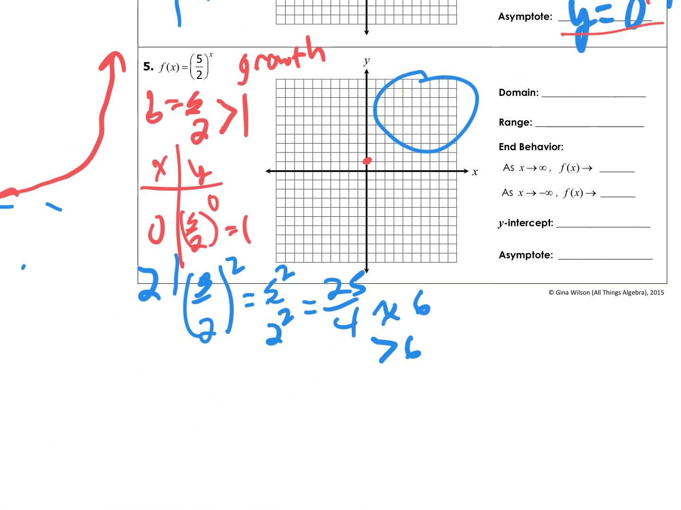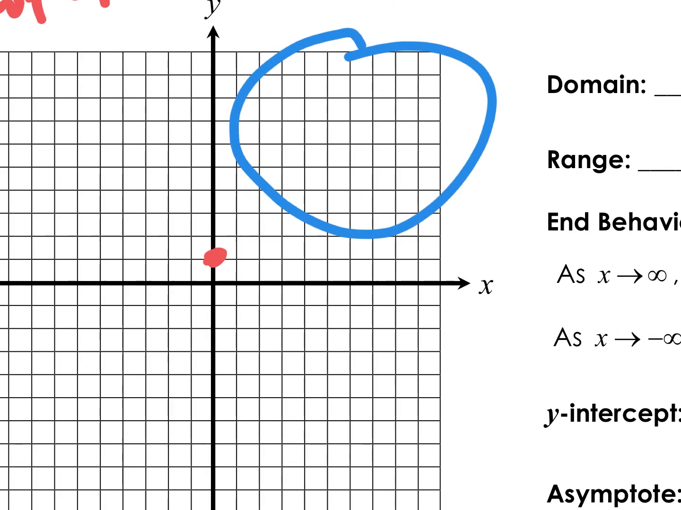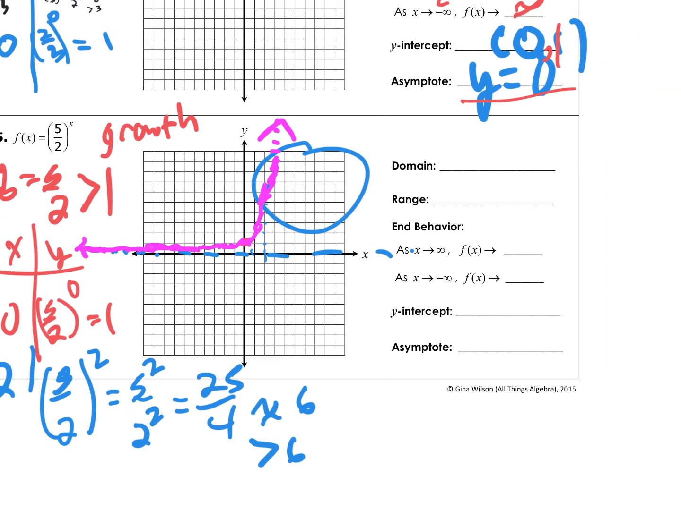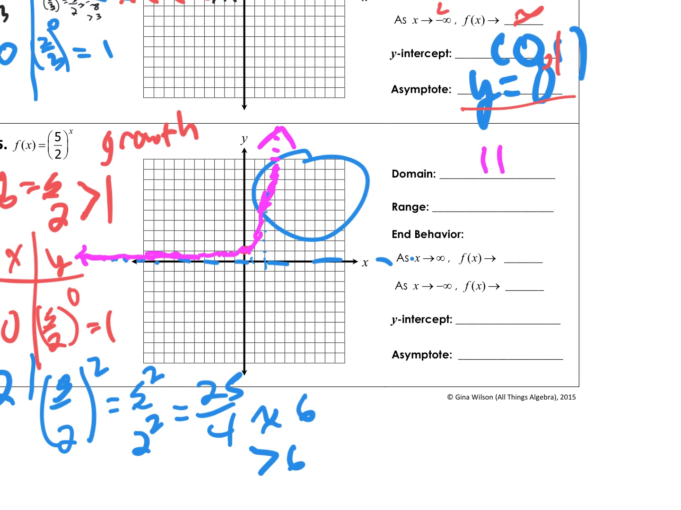So let me go over to the 2. Here goes. 1, 2, 1, 2, 3, 4, 5, 6, something about here. That's good enough because I know what's going to happen. I know my asymptote is here. So the function's going to be riding the asymptote from the left, close, close, close. Get up to the (0, 1), go up, climb, climb, climb, climb, go through the (2, 6) approximately, and keep climbing. There's my growth.